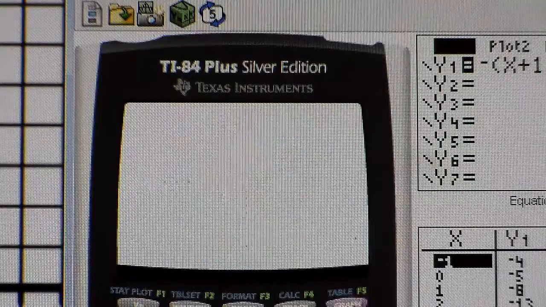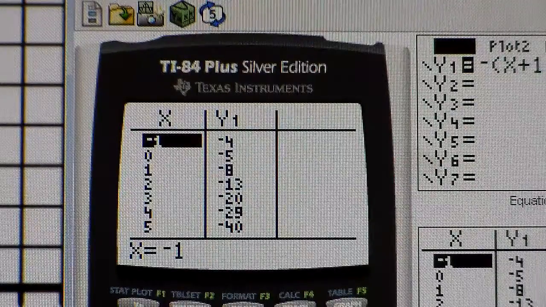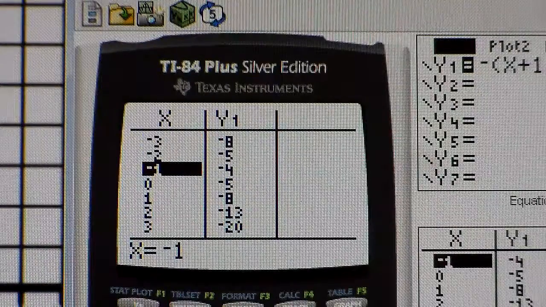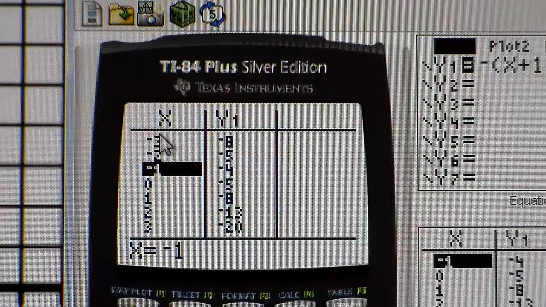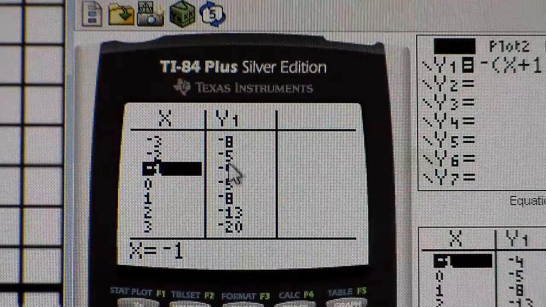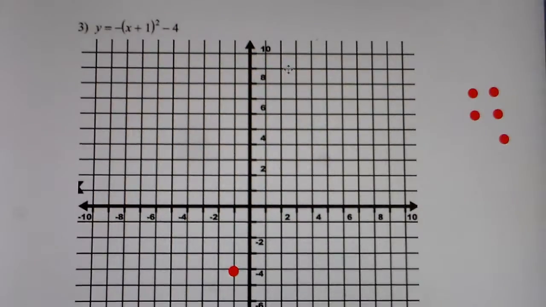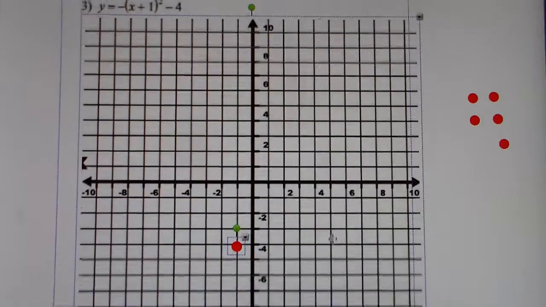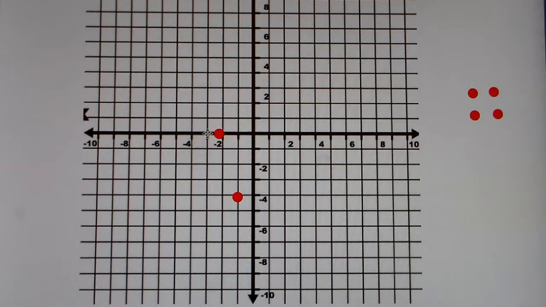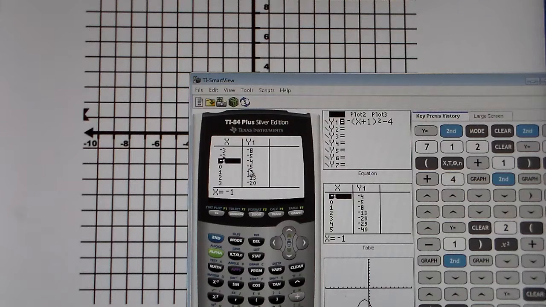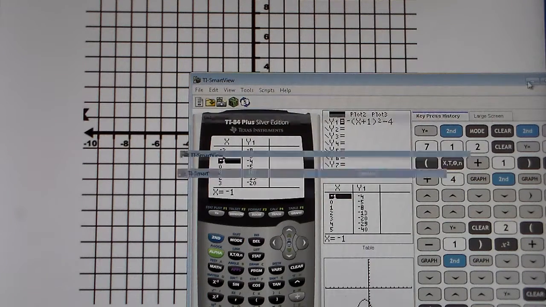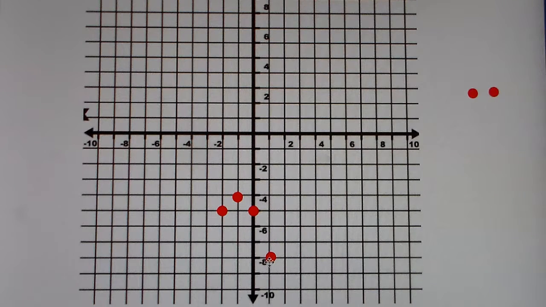So to get the other points, we hit second graph, which brings us our table. We know our vertex is at -1, -4. We're going to plot the 2 points that are above on the table and below. So we're going to plot the point -2, -5. So 2 to the left, 5 down. We're going to plot the point 0, -5, because as you can see, that's another one of our coordinates. And we're going to also plot the point 1, -8. 1 to the right, down 8. And we're also going to plot the point -3, -8.